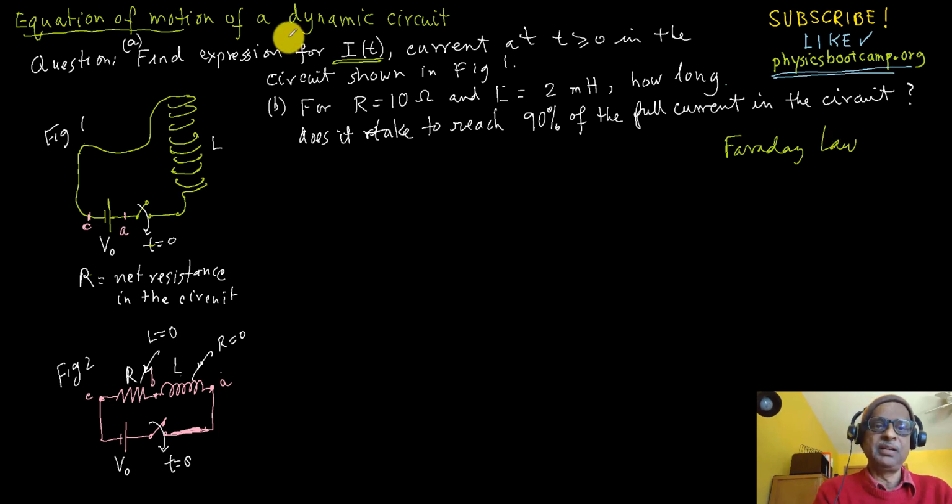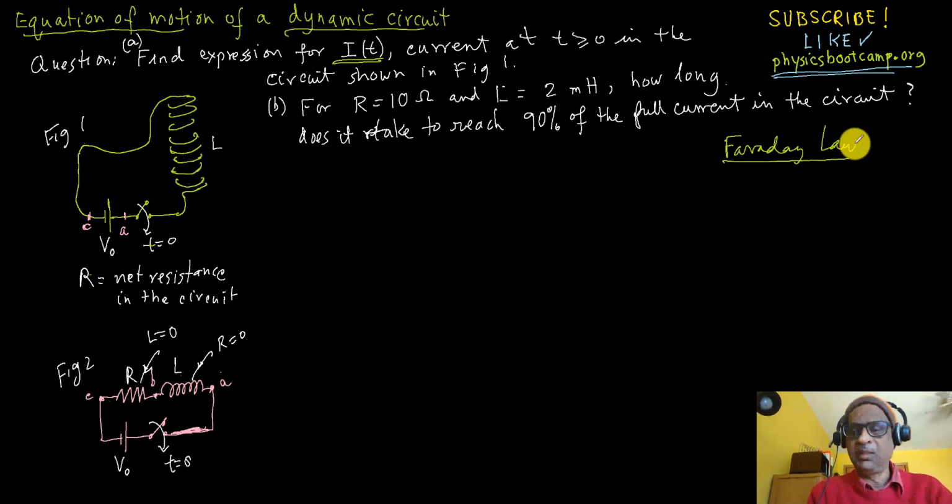Whenever you have a dynamic circuit, you should always think there is Faraday law, because when the electric field is changing, the magnetic field is induced. In the dynamics you are going to have the electric field changing. So you should always think of Faraday law.